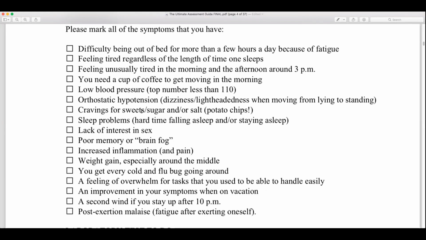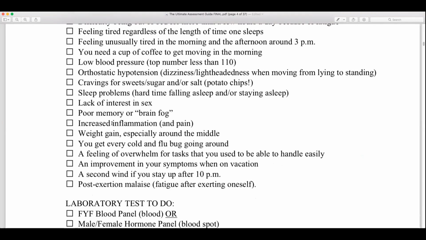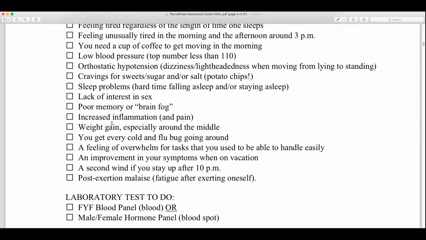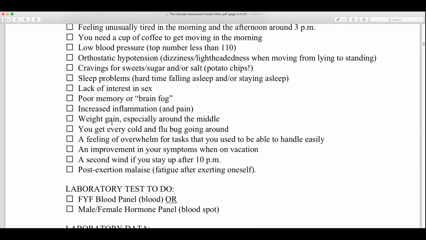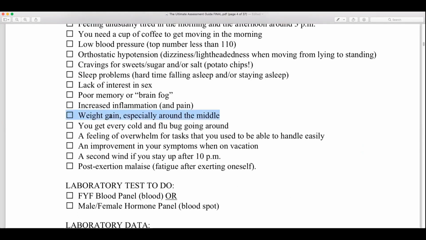If you have a craving for sweets and/or salty foods, pretty much potato chips, people say they can't walk by a bag of potato chips without having to stop. This is because of the adrenal glands' effect on insulin, blood sugar, as well as salt balance. Sleep problems, a hard time falling asleep, a hard time staying asleep, lack of interest in sex or low libido, poor memory or brain fog, increased inflammation and pain, because the adrenal gland produces cortisol, which is our body's main anti-inflammatory. Increased, I did that one, weight gain, especially around the middle.